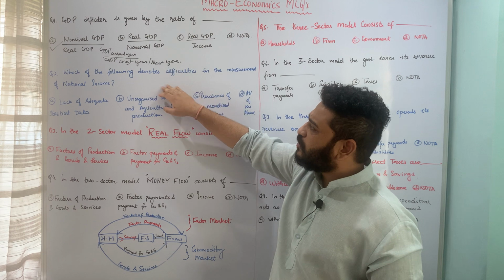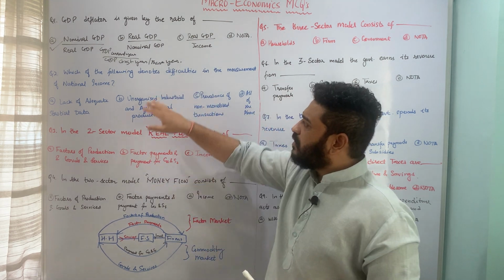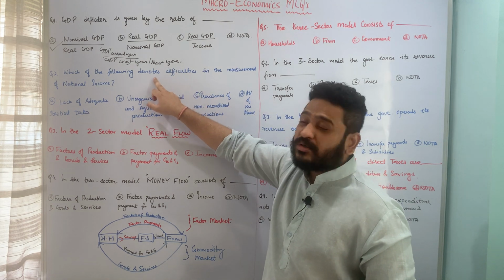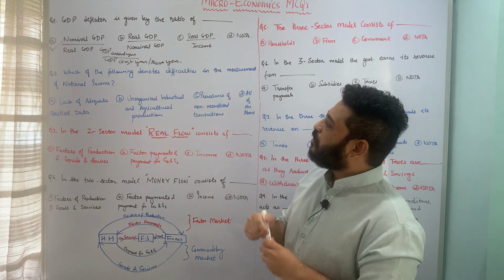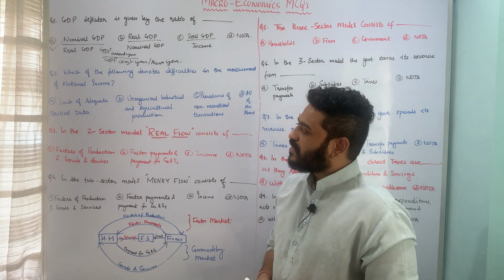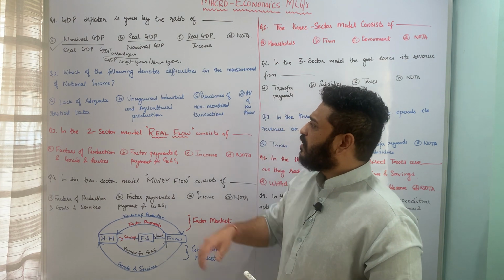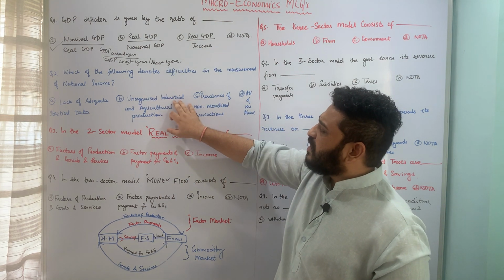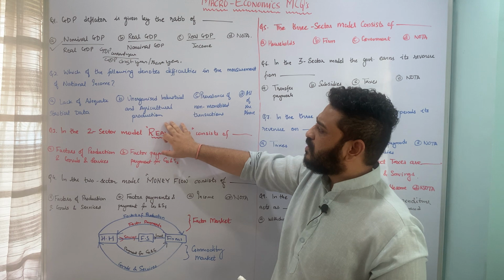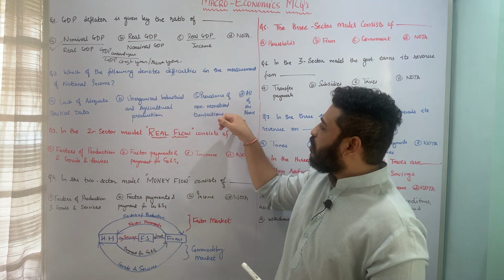Let us now move to the next question, which is talking about the difficulties in the measurement of national income. So let us look at the question. Which of the following denotes difficulties in the measurement of national income? Let us have a look at the underlying options. The first option is lack of adequate statistical data. Then we have unorganized industrial and agricultural production. Then we have prevalence of non-monetized transactions, and all of the above.